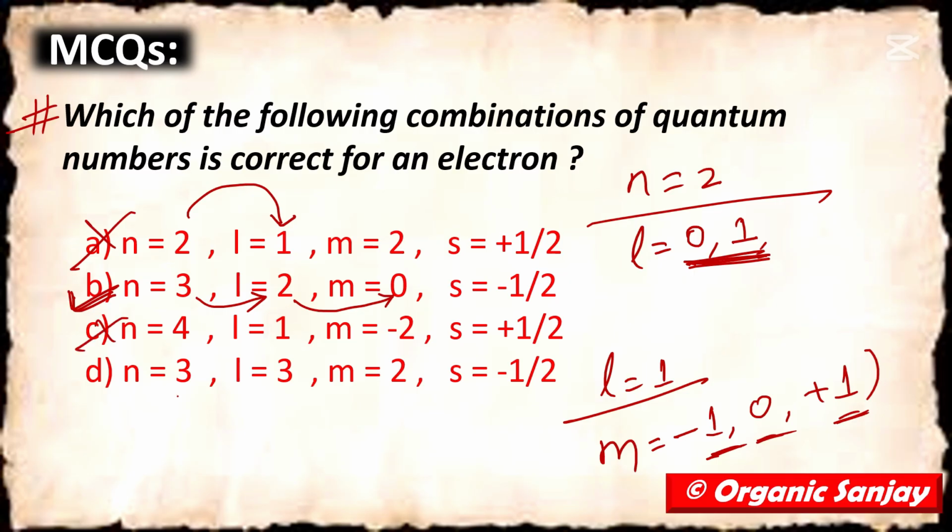In the last option, n is equal to 3, L is equal to 3. It is equal, so it is also wrong. When n is equal to 3, the possible values of L are either 0 or 1 or 2. But here 3 is given, so it is wrong. So option number B is the right answer. I hope you understand.